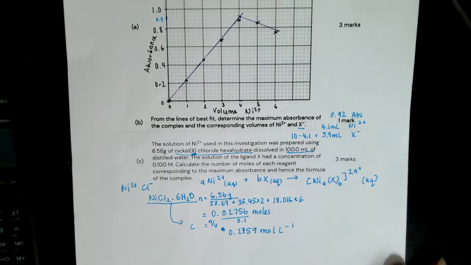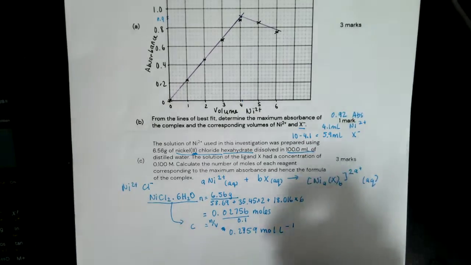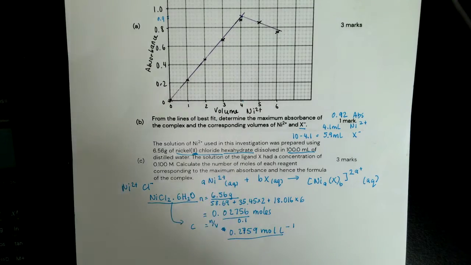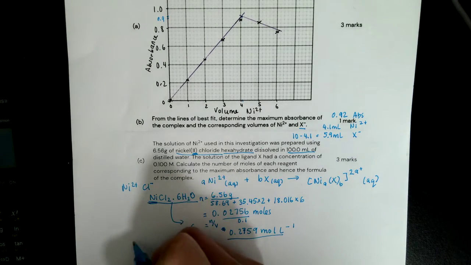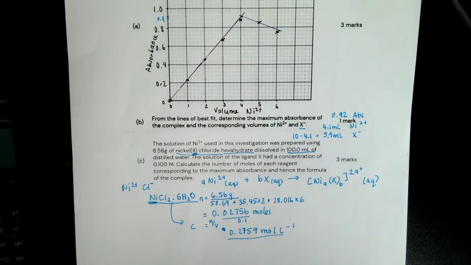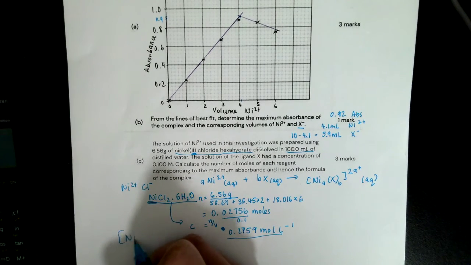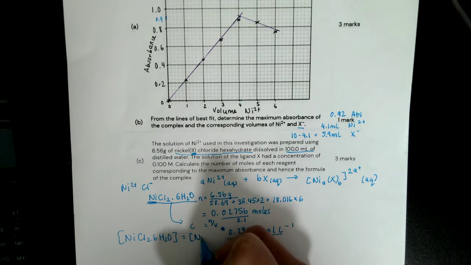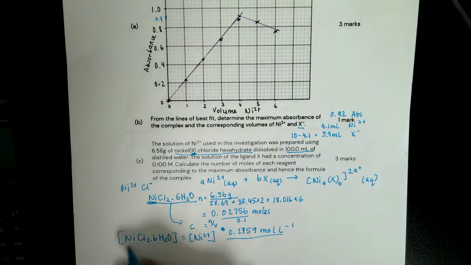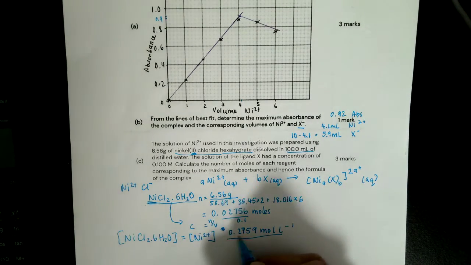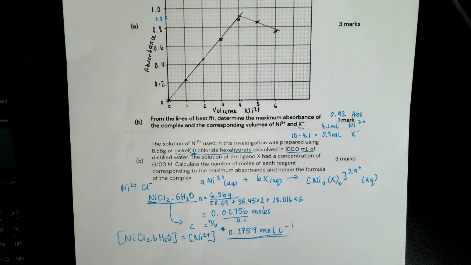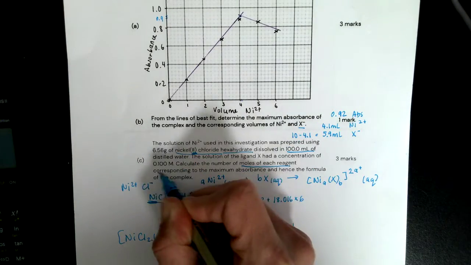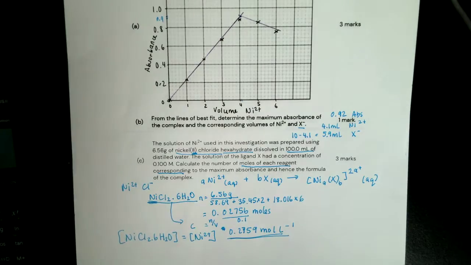Okay, now the concentration of the nickel 2+ ion will be a 1-to-1 ratio, because you can see there's one nickel ion here. So the concentration of nickel will be the same as the concentration of the whole complex, nickel chloride hexahydrate. That's going to give us some really good information to work out the moles of nickel in this complex, which we're going to use the graph to do.